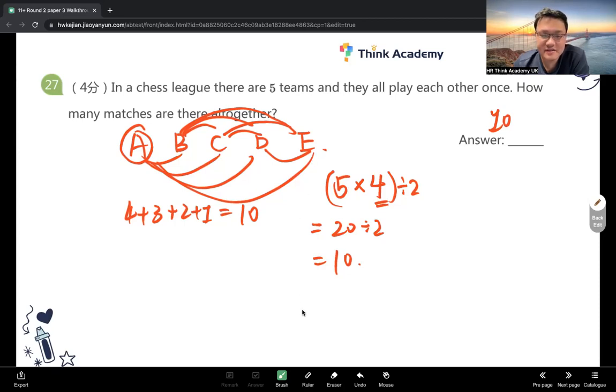Oh, okay. So if you do 5 times 4, that means you have 5 teams and each one is going to play 4 games. But you see, if you start with A, you do A, B, A, C, A, D, and A, E. And if you start with B, those 4 games will be B, A, B, C, B, D, and B, E. And you'll see that A, B and B, A will be double counted.